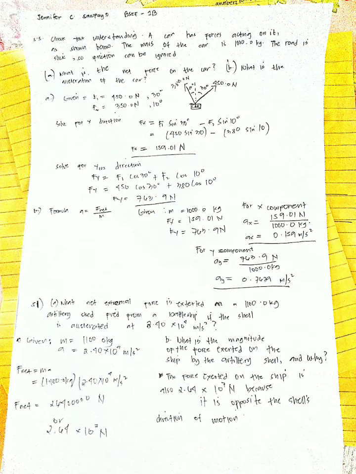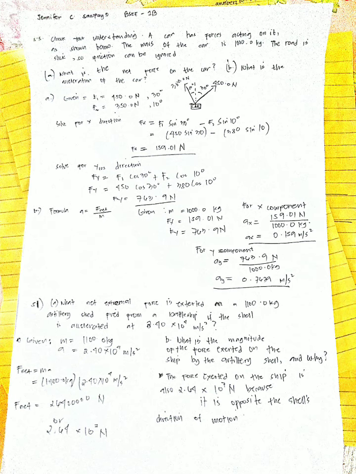Check your understanding 5.5. A car has forces acting on it, as shown below. The mass of the car is 1,000 kg. The road is slick, so friction can be ignored. A. What is the net force on the car? B. What is the acceleration of the car? A. What is the net force on the car?